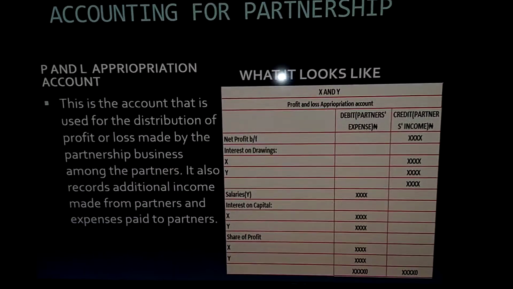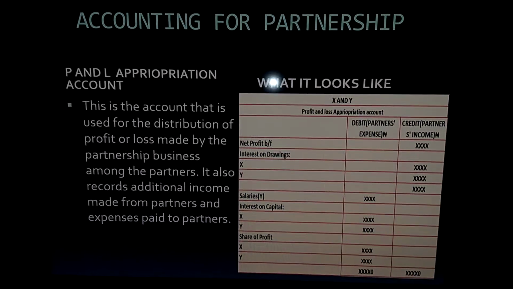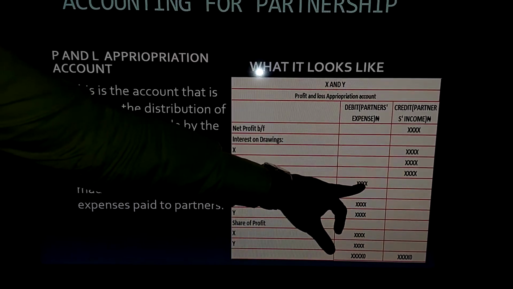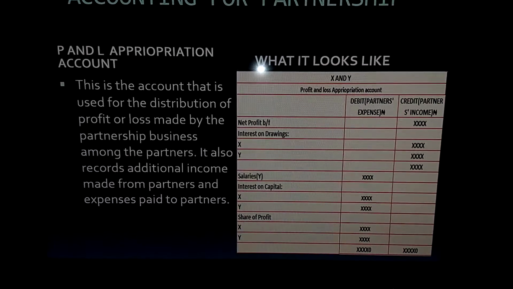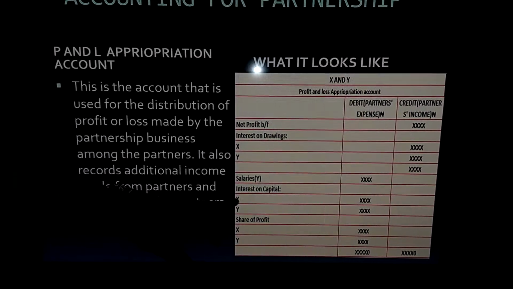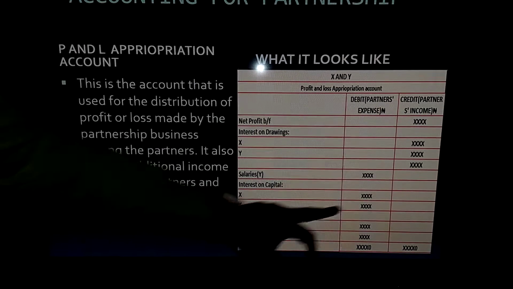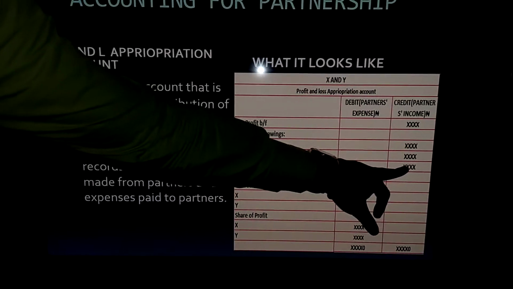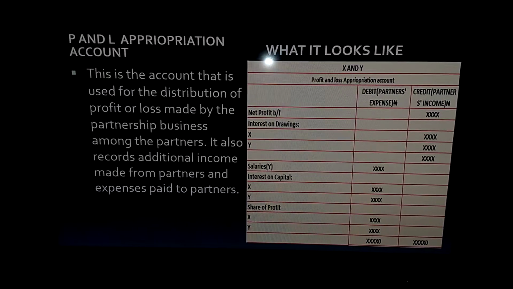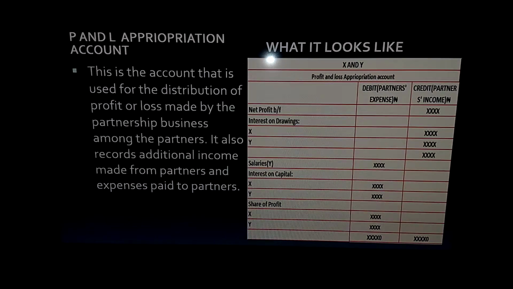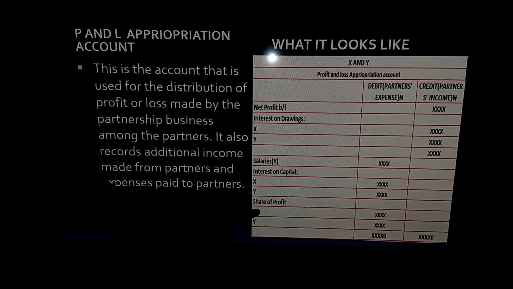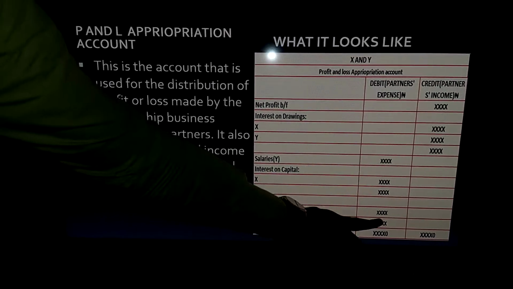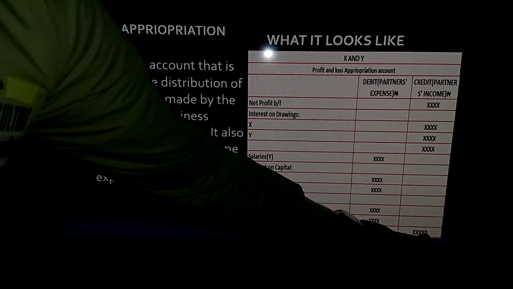Out of this, it is possible to have salaries paid to some partners. So if you pay salary to Y, for instance, that will be paid out of the profit. And then the interest on the capital contributed by the partners. So we have X, we have Y. When you take out these three from the total income here, then you have the share of profit, which is supposed to be shared among the partners. So you share it between X and Y. X takes its own, Y takes its own. When you add up, it is equal.